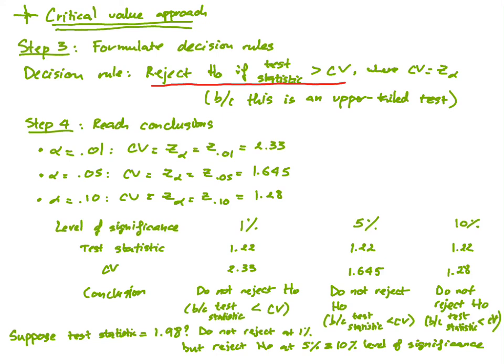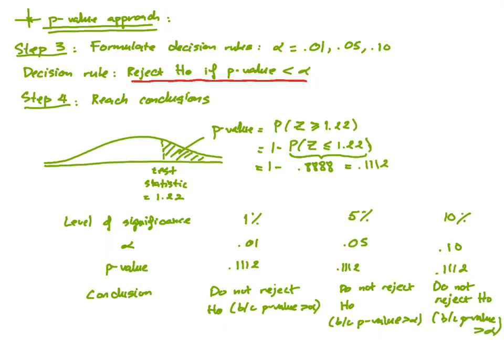Now, one super last thing here, right? Our conclusions were that we do not reject at 1%, we do not reject at 5%, and we do not reject at 10%. So all three cases. You go back to the conclusions using the p-value approach. We did not reject at 1%, we did not reject the null at 5%, and we did not reject the null at 10%. So the conclusions are consistent across the two approaches.